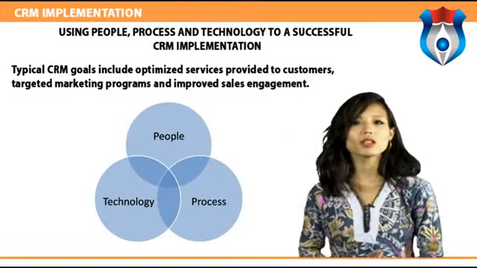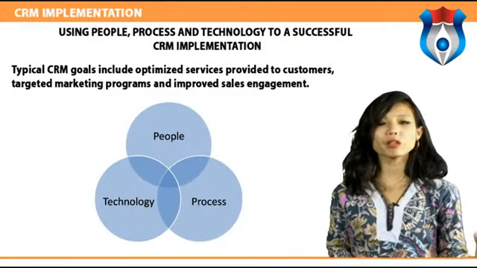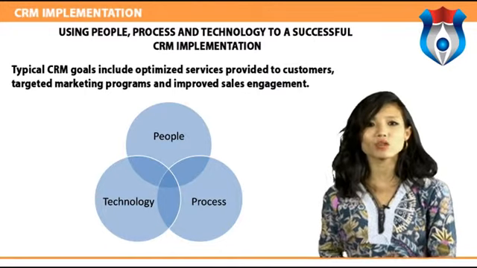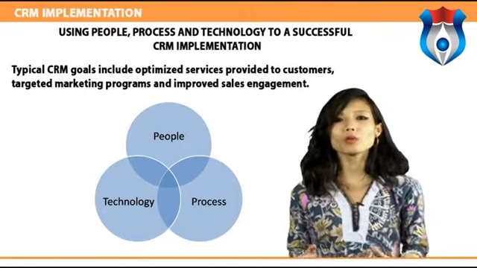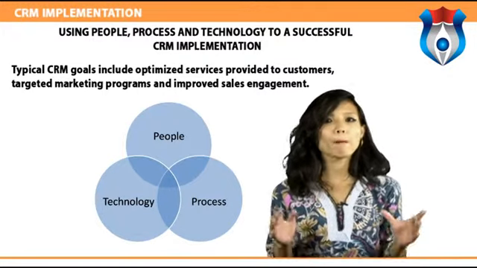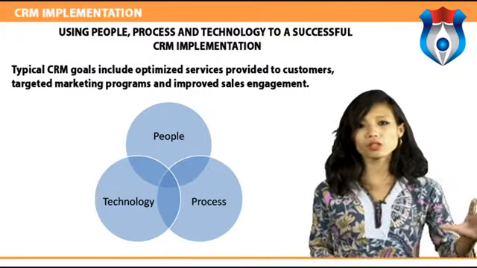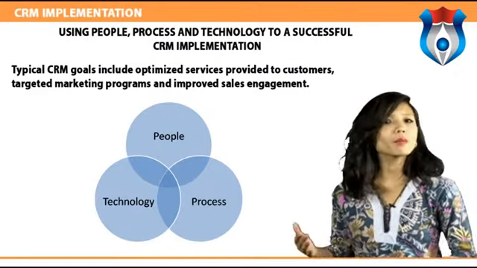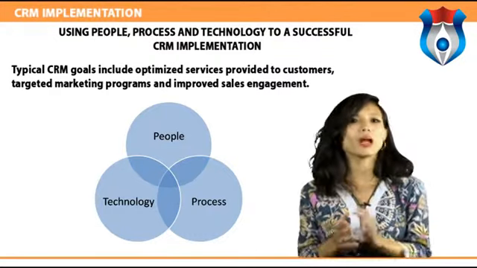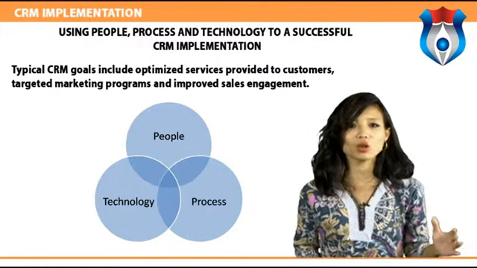Let us now discuss the topic of using people, process and technology for a successful CRM implementation. Typical CRM goals include optimized services provided to customers, targeted marketing programs and improved sales engagement. CRM is not just about technology but rather the union of people and processes supported by technology.